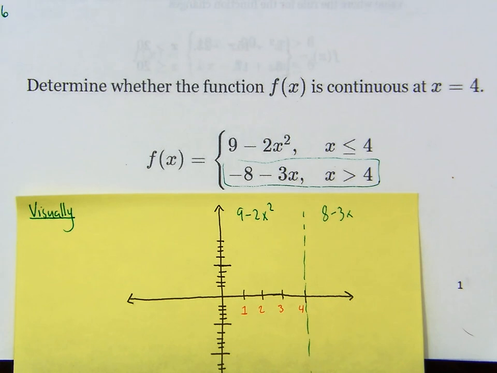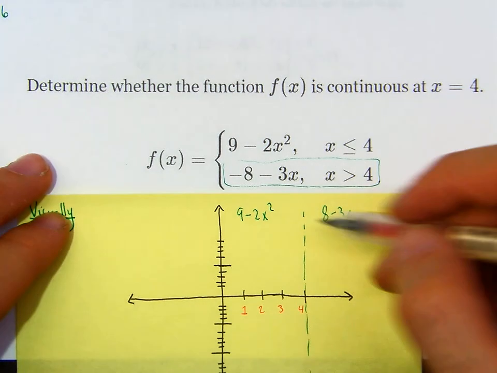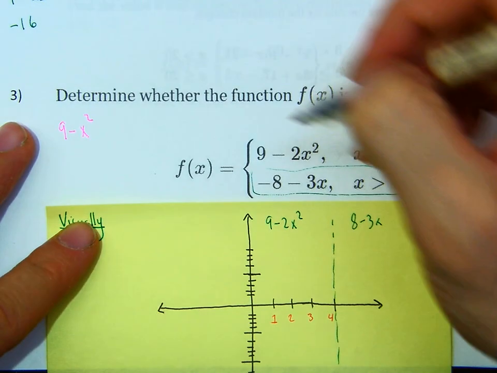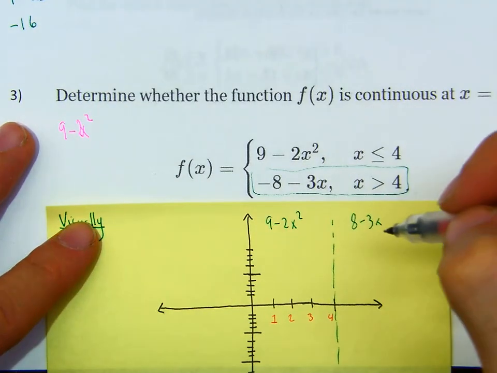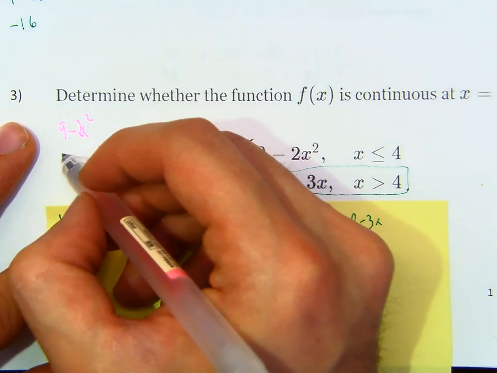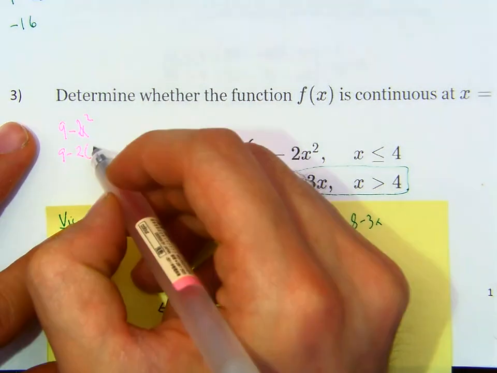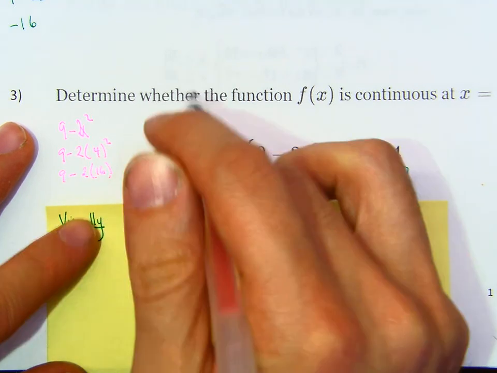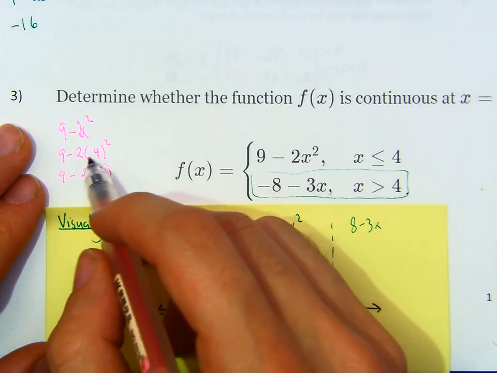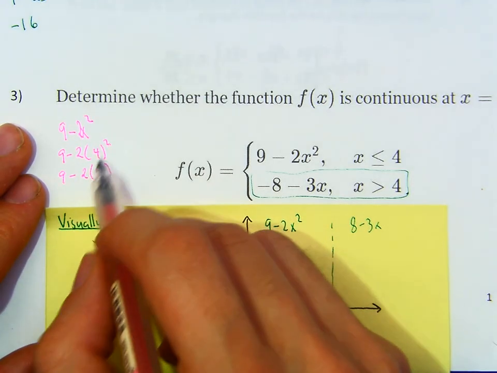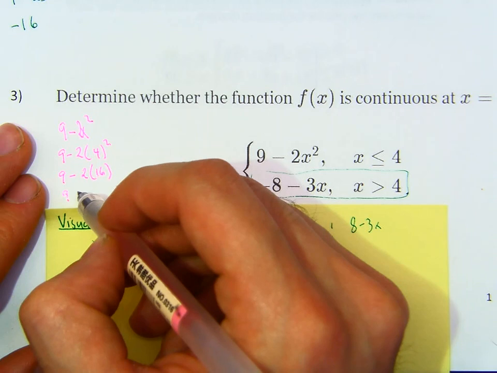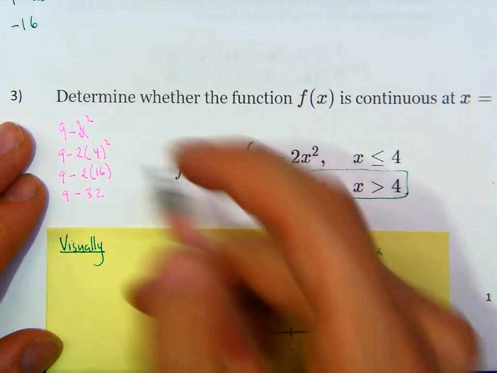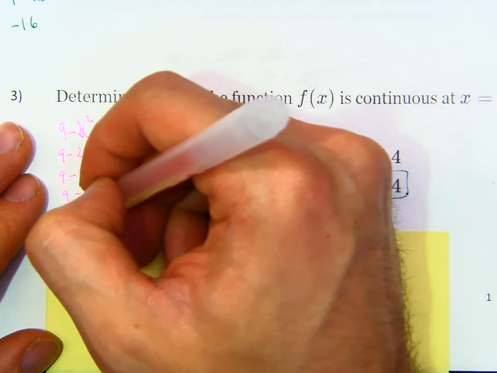Okay, so let's take a look. Let's plug in 4 to each one of the equations. If I have 9 minus 2x squared, what happens when you plug in 4? It's going to be 9 minus 2 times 4 squared. That's 9 minus 2 times 16. If you did 2 times 4, I'm going to be heartbroken, right? Because you have to square it first. So then you have 9 minus 32. And what is 9 minus 32? 9 minus 32 is negative 21.